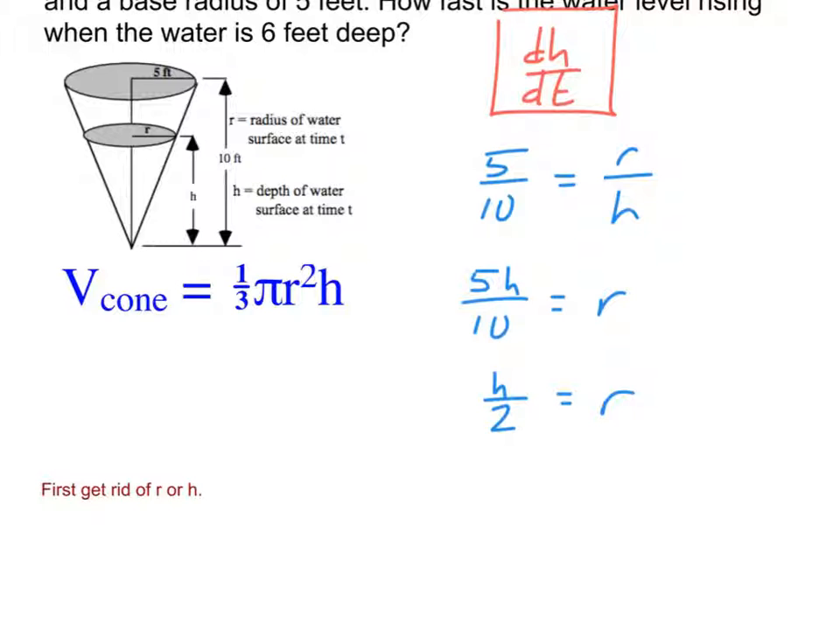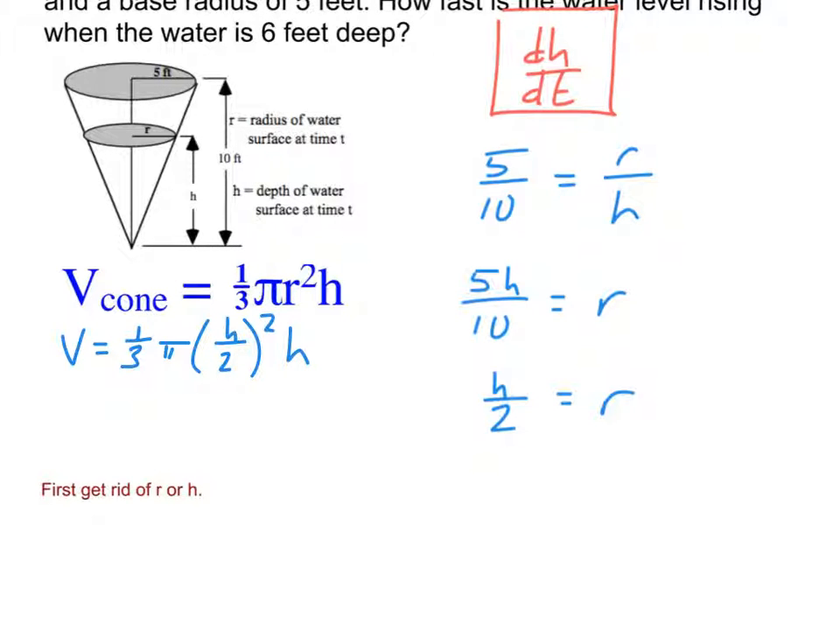So, I'm going to rewrite my equation with that substituted in. It's now going to be 1/3 pi times (h over 2) squared times h. Notice we got rid of the r. So now when I go find the derivative in a minute, it's going to be a lot easier. But to make that derivative even easier, I want to simplify this first.